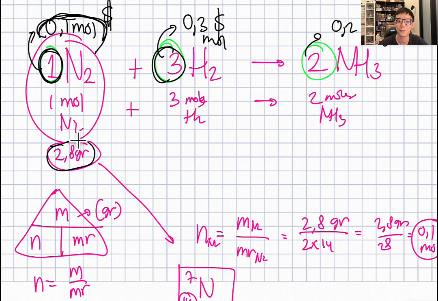So just from the mass of one thing, we can convert it to mole, and we can find the mole of the other things. Why must we convert to mole? Because the recipe tells us in mole unit. This recipe, 1N2 plus 3H2 equals 2NH3, is in mole. So we have to convert whatever information we have into mole.